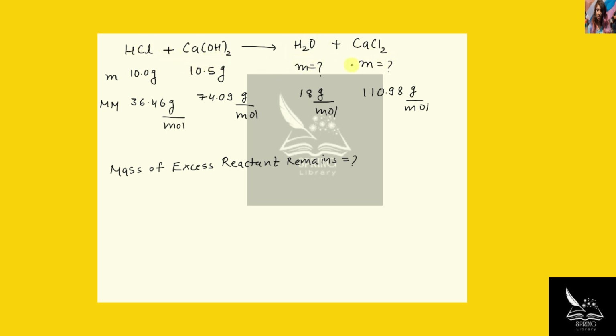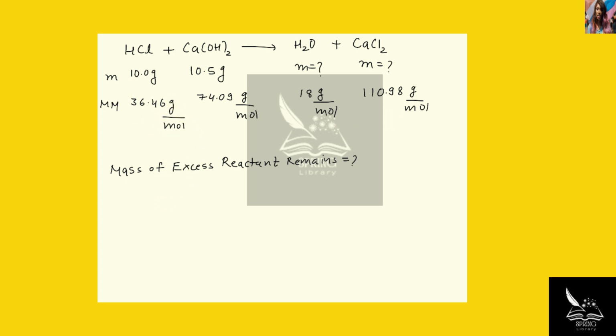Hi, in this question we are given that HCl reacts with calcium hydroxide to produce water and calcium chloride. We are given the masses of HCl and calcium hydroxide, and we are asked to calculate the mass of each product produced in this reaction, and also the mass of excess reactant that remains after the reaction. We are given the molar masses in terms of grams per mole.